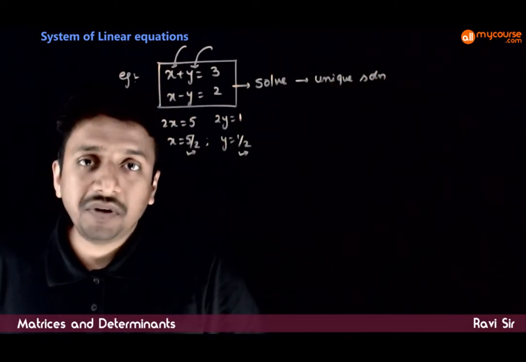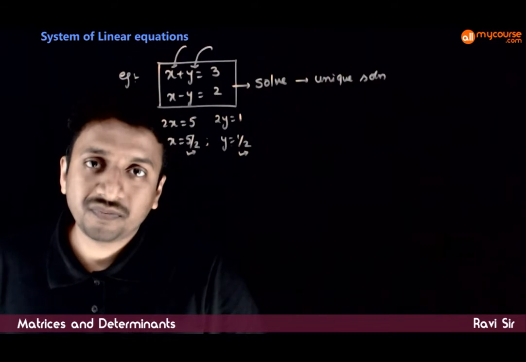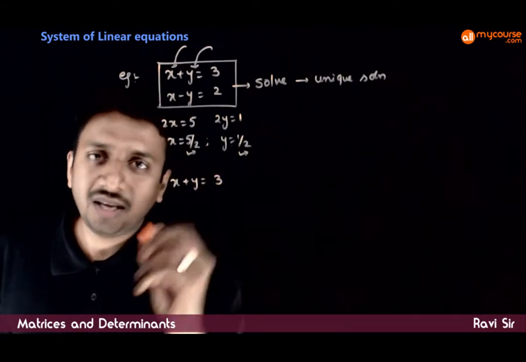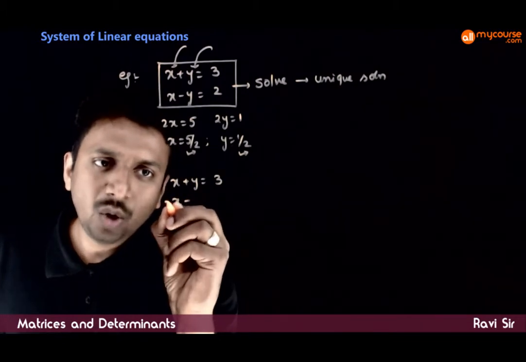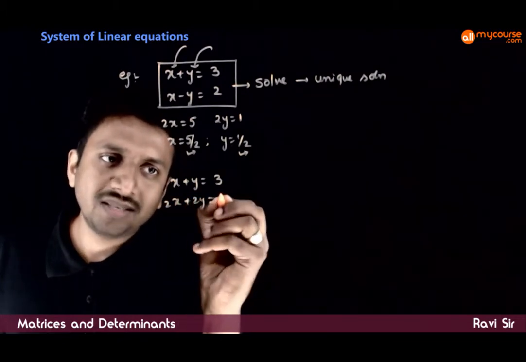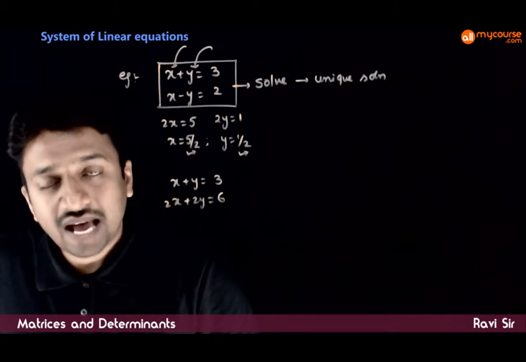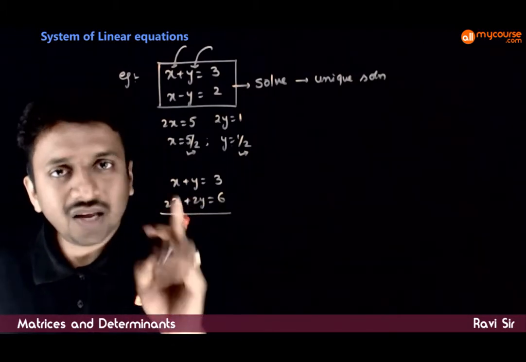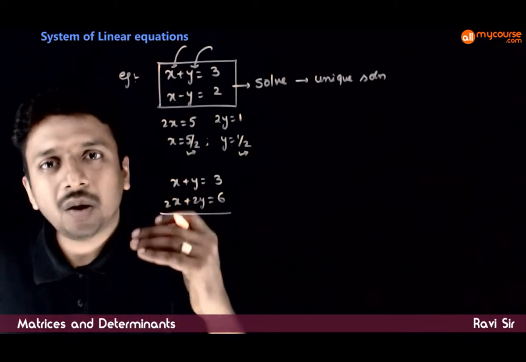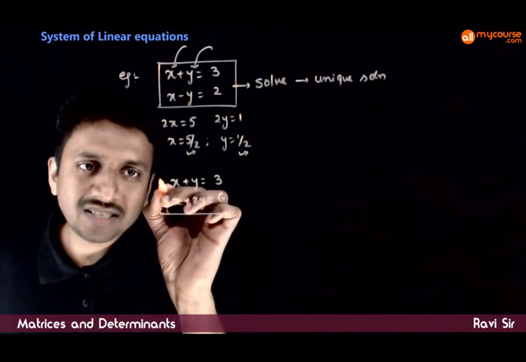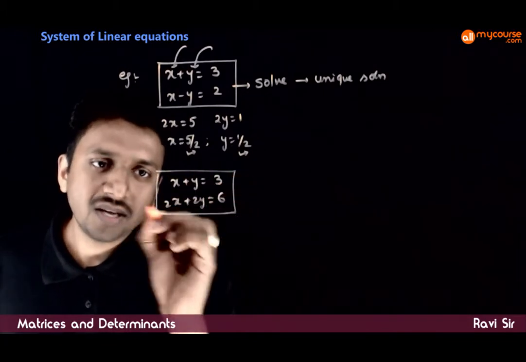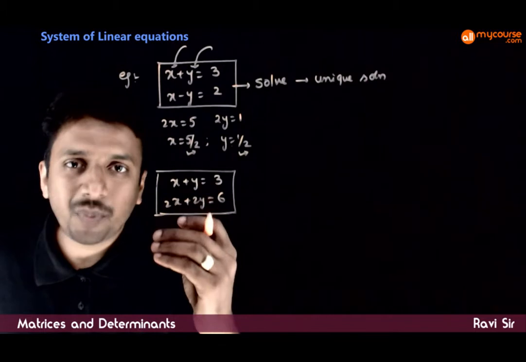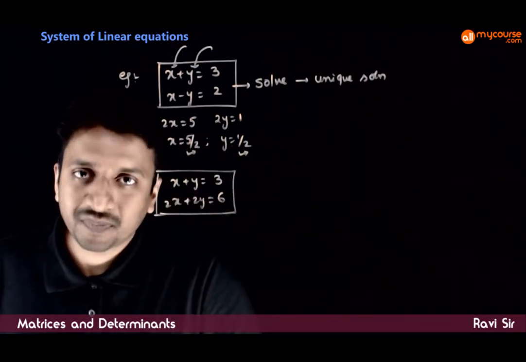Not all systems of equations have a unique solution. For example, if you have x plus y is equal to 3 and 2x plus 2y is equal to 6. So if you have this equation, as you can see, this system of equations has more than one solution. These two equations will have many possible values of x and y.